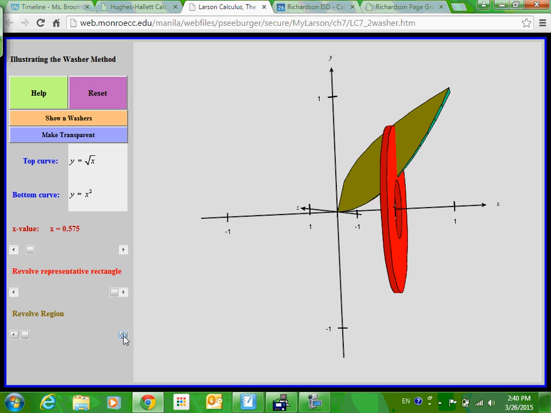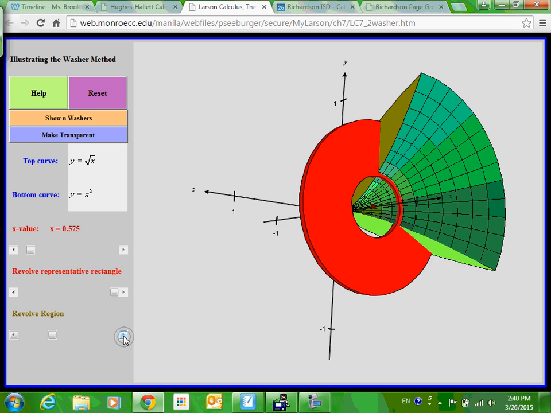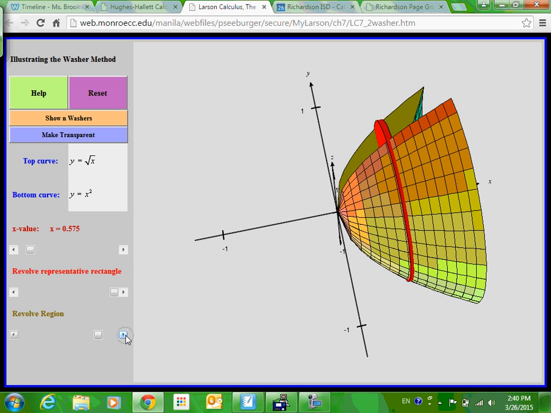And then if you want to make all the circles, watch what's happening here. These are making all the circles, and that's what integration does.